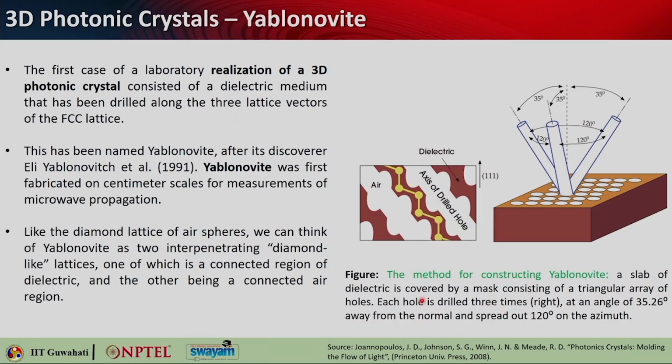A slab of dielectric is covered by a mask, okay, consisting of a triangular array of holes. Each hole is drilled 3 times, okay, right at an angle of 35.26 degrees away from the normal and spread out at 120 degrees on the azimuth, and that is how the drilling was done, and you will be able to get an FCC, face centered cubic kind of crystal arrangement, and that is repeating everywhere.